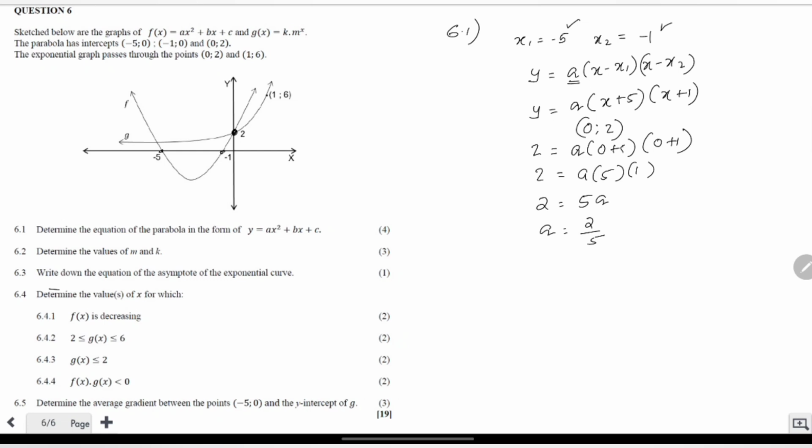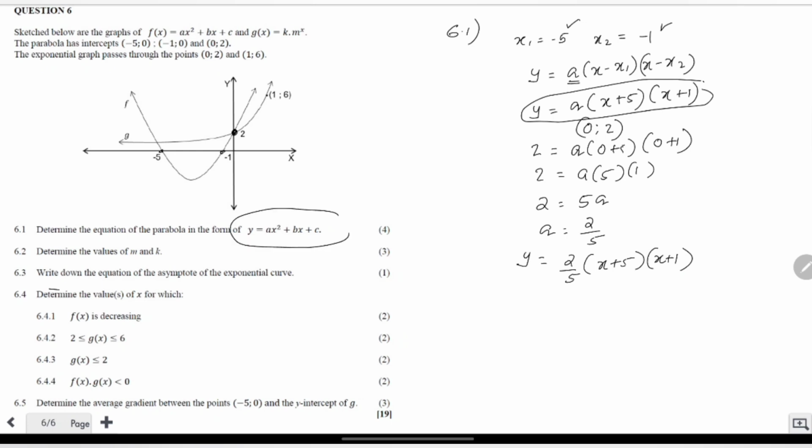Now can you find the equation? Because this is the equation, but there a was a problem. Now we got the value of a, so we can just rewrite it. Y is equal to, in the place of a you write 2 over 5, then (x plus 5)(x plus 1). Then open the bracket and arrange it, because they want the equation in this form, guys. So you don't leave the answer like that. So let me open the bracket with the FOIL method, keeping 2 over 5 as it is.